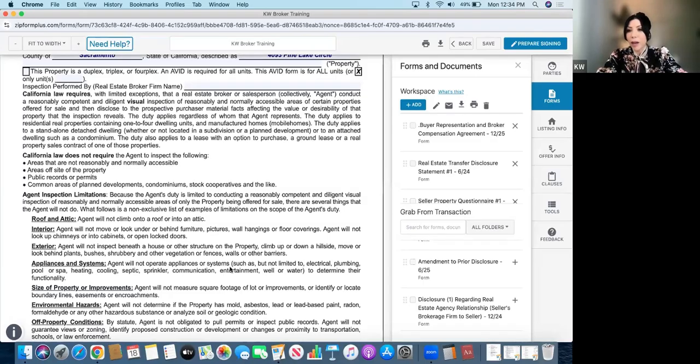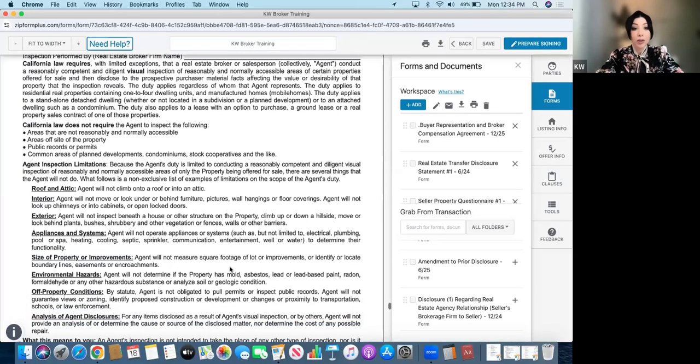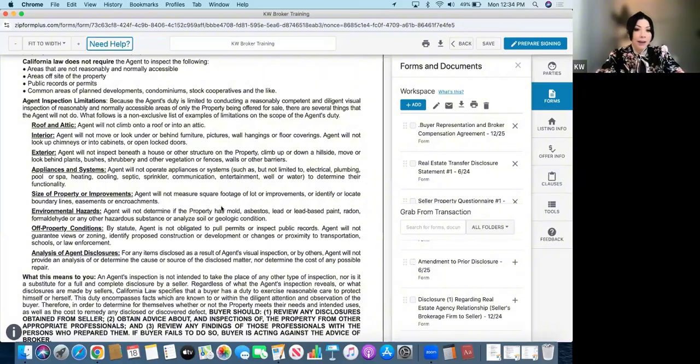We don't operate appliances, so don't run the dishwasher. It is always a little helpful to check lights when you're showing the property, and if the lights aren't on, ask to make sure the power's on before we do our inspections. But it is not within the scope of our duty to do things like that. Mold, asbestos, we don't check for things like that.